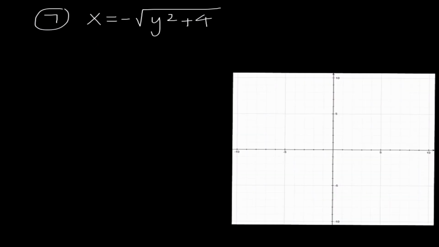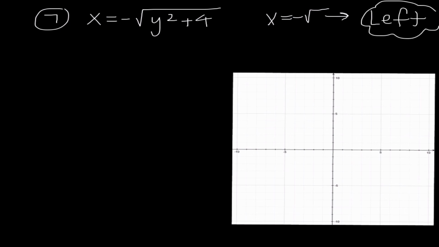Number 7, I noticed that we have this square root. I may remember when I have x equals negative square root, that means that I am only graphing to the left. And I want to make a big note of that because that's definitely going to impact what I graph.